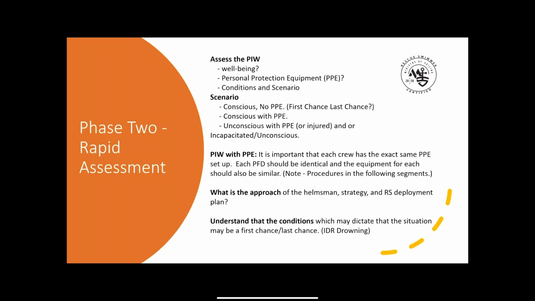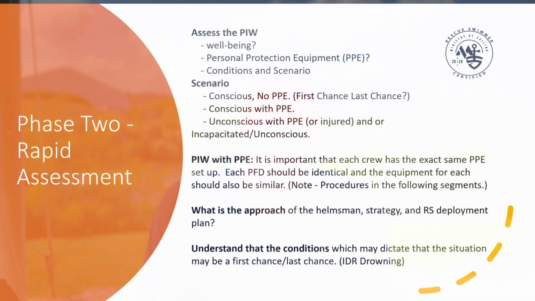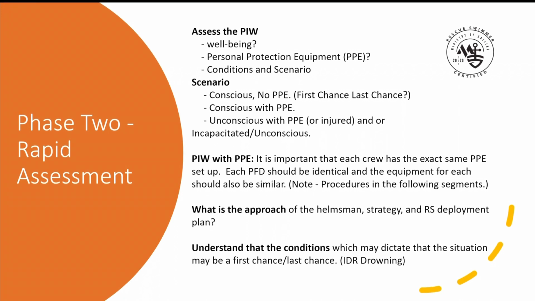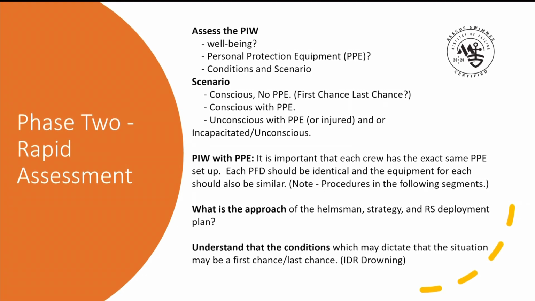The first scenario you're going to be talking about when a person is in the water or a crew overboard situation is a person who's in the water who is conscious with personal protection equipment or a PFD. Here are the scenarios you're going to have to deal with when you make an assessment. First scenario is a conscious person with personal protection equipment, a person who is without personal protection equipment who's in the water, and then finally you have an unconscious person who's in the water with personal protection equipment.